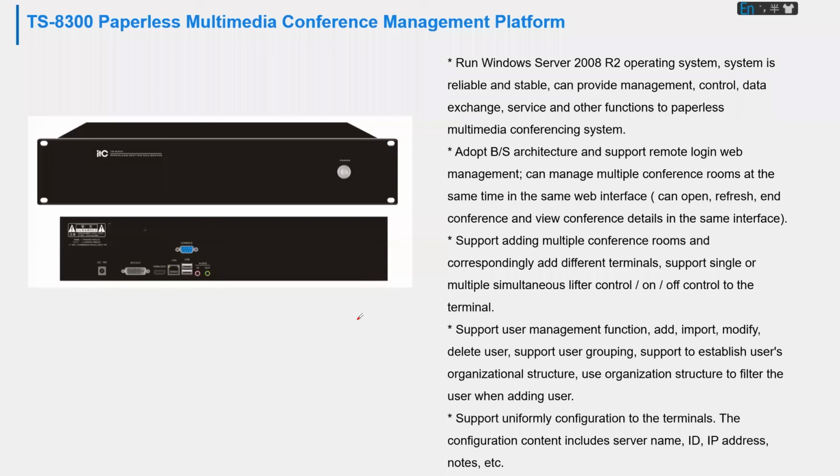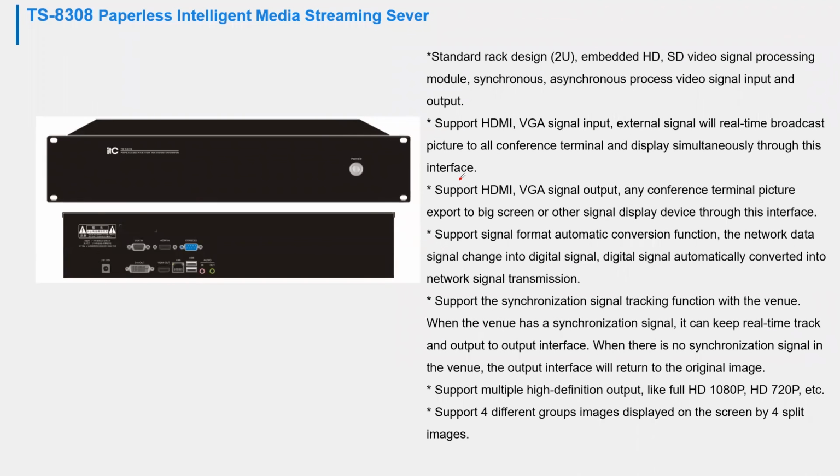This is the introduction of the TS-A1300 server. It runs a Windows Server 2008 R2 operating system. Let's check it quickly. And next we have the A308, which is the streaming server. It supports video inputs and outputs such as HDMI and VGA, and also has audio input and output. And with a high-speed local area network port, and also a control port for RS-232 control or RS-485 control.